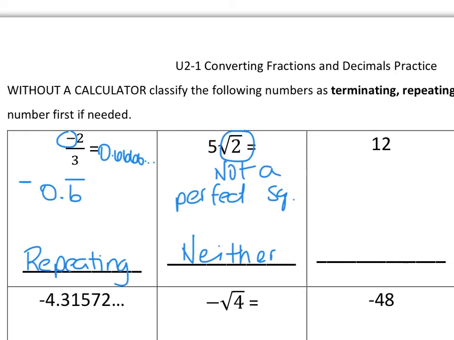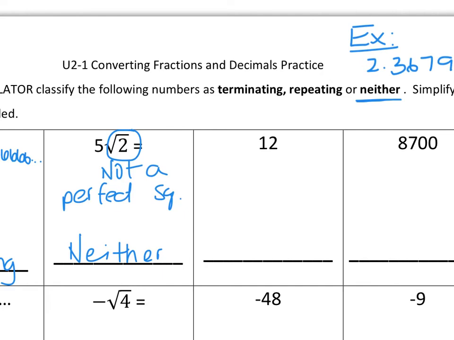Let's take a look at the number 12. So the number 12, it's already simplified for us. Do the numbers stop? And if the numbers stop, then it's a terminating decimal. So the numbers stop. There's a 1 and a 2. We don't see any dots. So this would be a terminating decimal. Terminating means that it stops at some point.